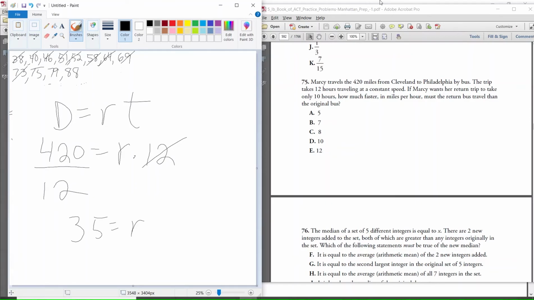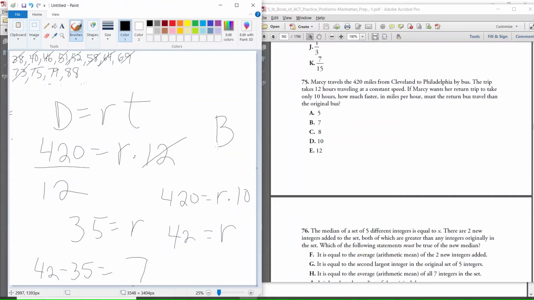Now she wants to make the return trip in only 10 hours. Distance, 420, equals whatever that rate is, times 10 hours. And so to find the rate, we divide both sides by 10, and we get 42. 420 divided by 10 is 42. So how much faster in miles per hour would she have to go? Well, her new rate is 42 miles per hour. Her old rate was only 35. 42 minus 35 is 7. So she'd have to go 7 miles per hour faster, which is B.